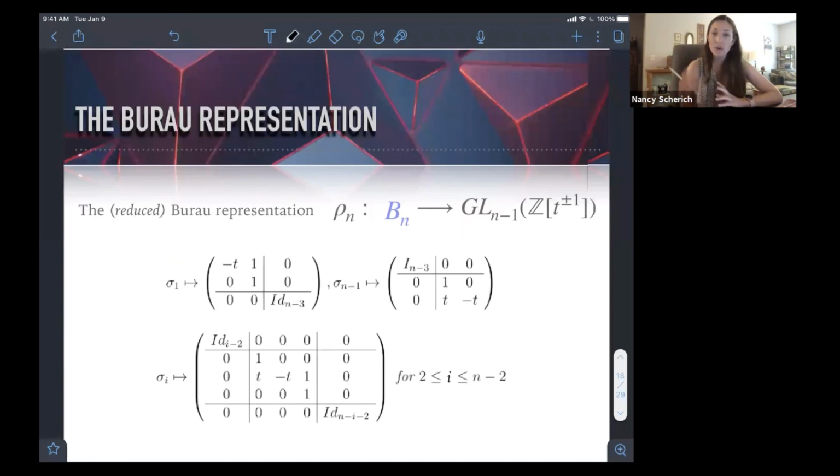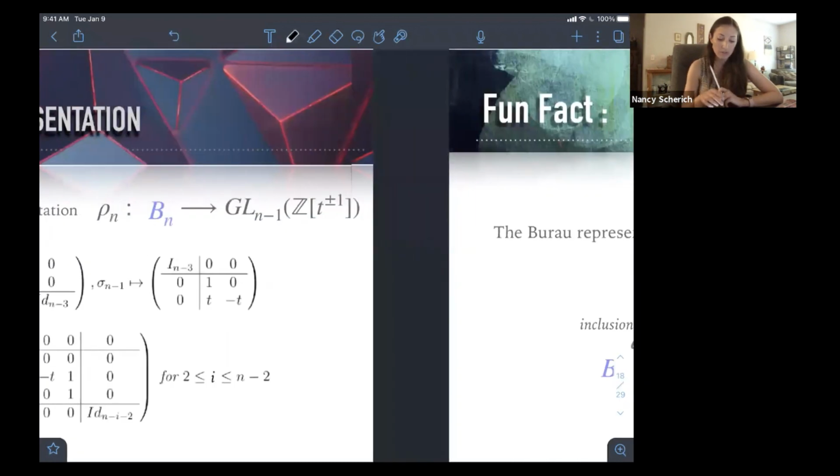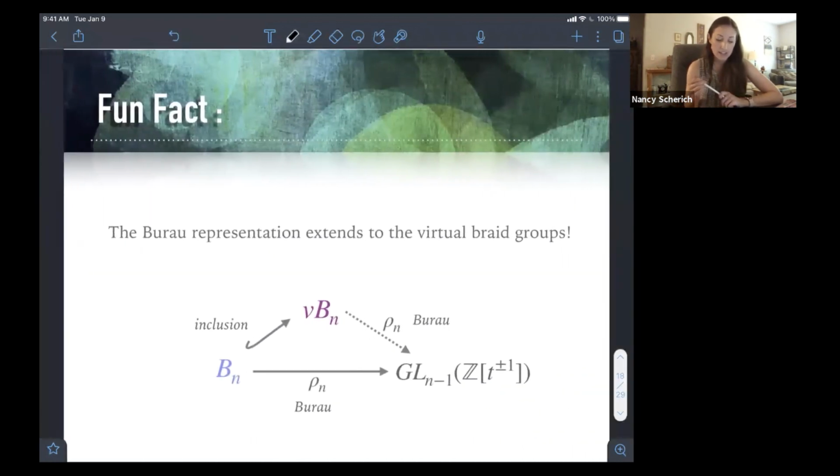Okay, so the Burau representation has a lot of fantastic properties. It's extremely useful. But the one that I want to focus on today is the fact that the Burau representation extends to the virtual braid groups. So this is kind of loaded.